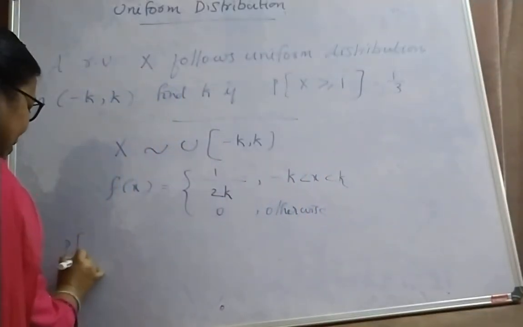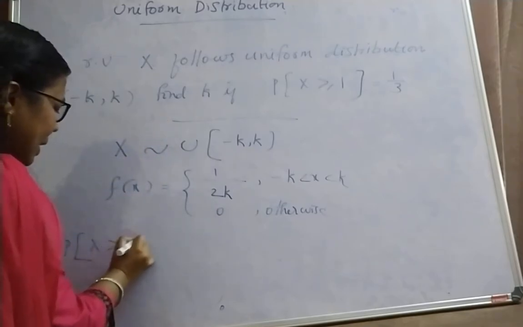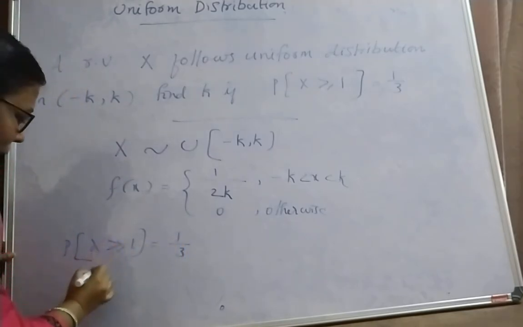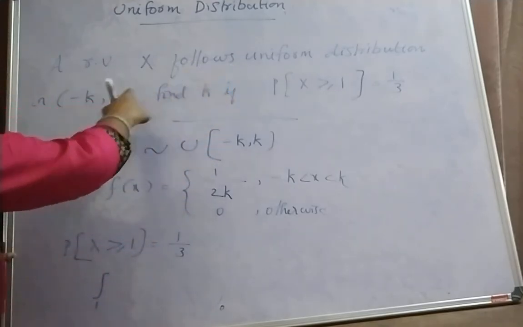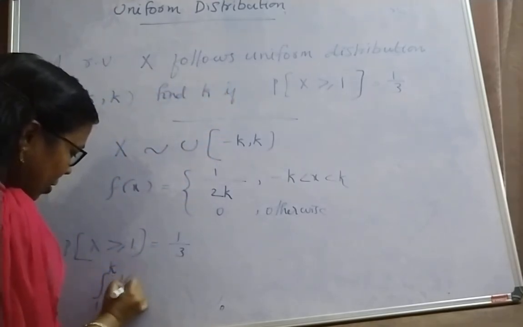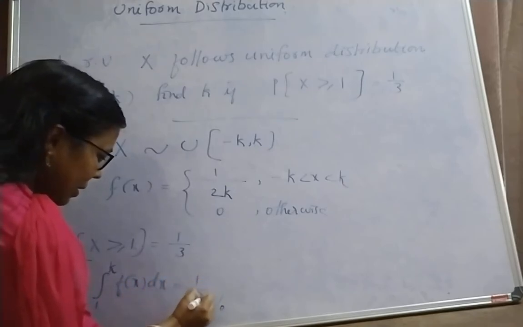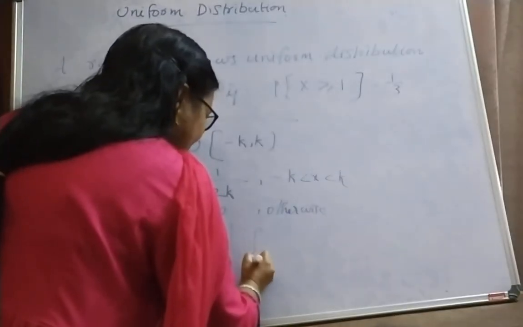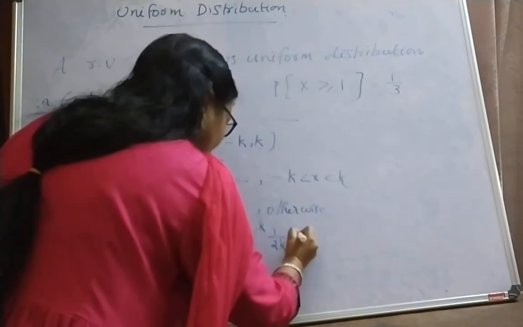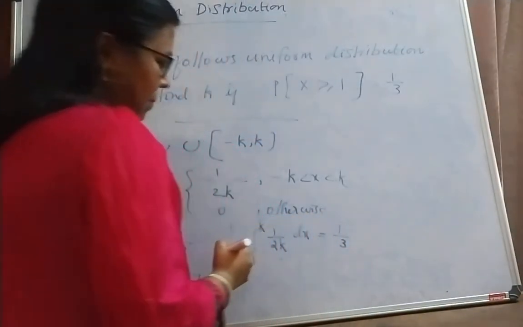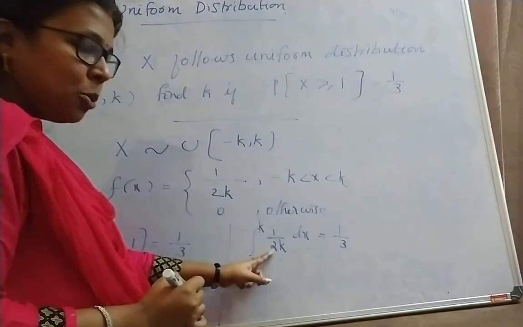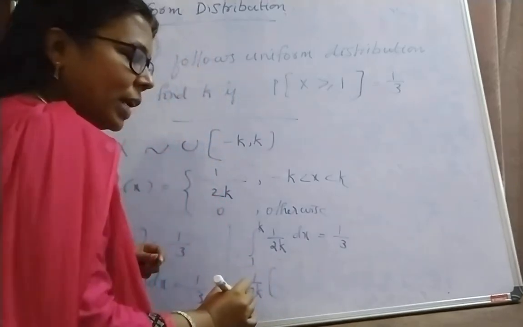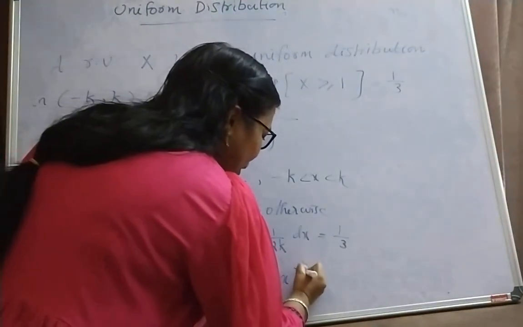Then the given condition is probability of x greater than or equal to 1 is 1 by 3. This is integral 1 to upper limit k of f of x dx equal to 1 by 3. Here our f of x is 1 by 2k. Integral 1 to k 1 by 2k dx equal to 1 by 3. By integrating, this 1 by 2k is a constant. It can be taken outside. 1 by 2k, then integral of dx is x, limit 1 to k, equal to 1 by 3.